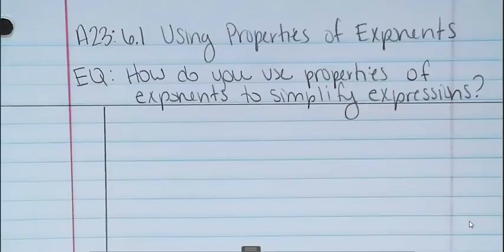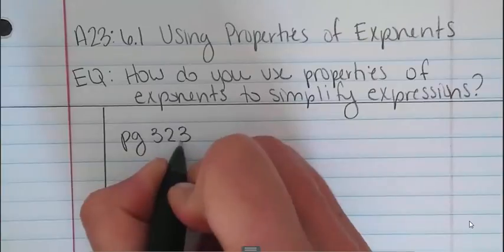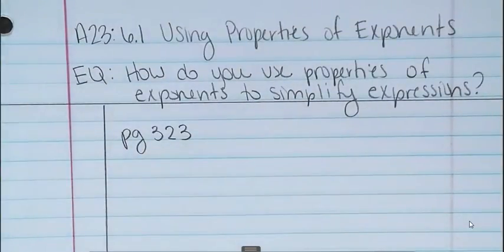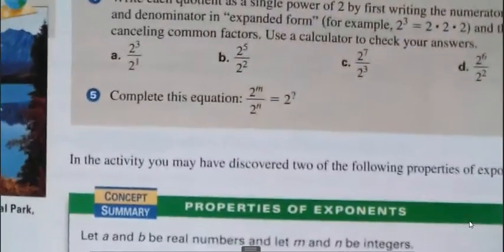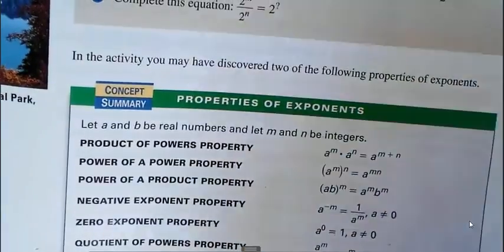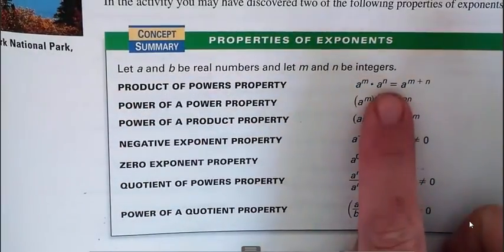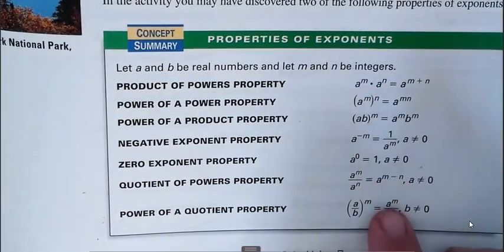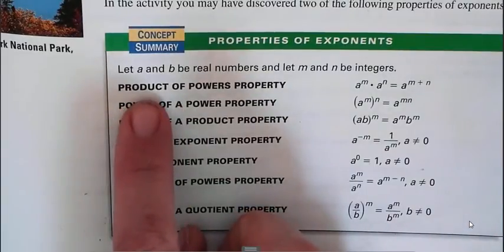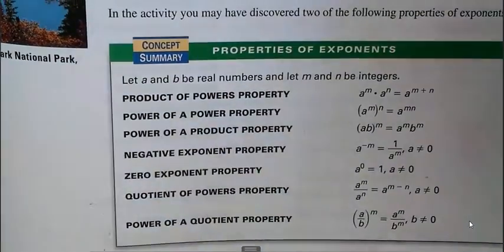I'm going to start us off on page 323 in our book, which references these properties and actually gives you names of these properties. I'm not going to name the properties, but you are responsible for knowing these properties. Not the names of them, but definitely knowing these properties. So, properties of exponents. Page 323. I'm going to go through each and every single one of these and give you an example of each one. I'm not going to necessarily name it though, but each one does have a name. So, product of powers property, power of a power property, and so on. Okay?